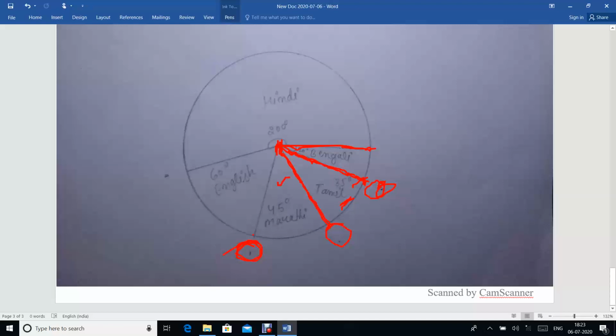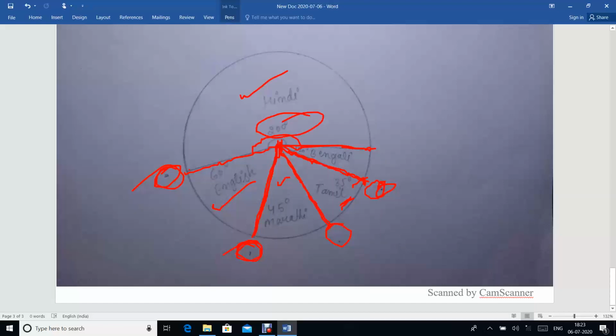Now 60 degree for English language. This time you have to draw a 60 degree angle. To draw it, you have to put your protractor at the line of the 45 degree angle and measure a 60 degree angle, and you have to draw a line from the center point to the point on the circle according to the 60 degree angle, and this will be the 60 degree for English language. And the remaining portion is 200 degree, that is for Hindi.